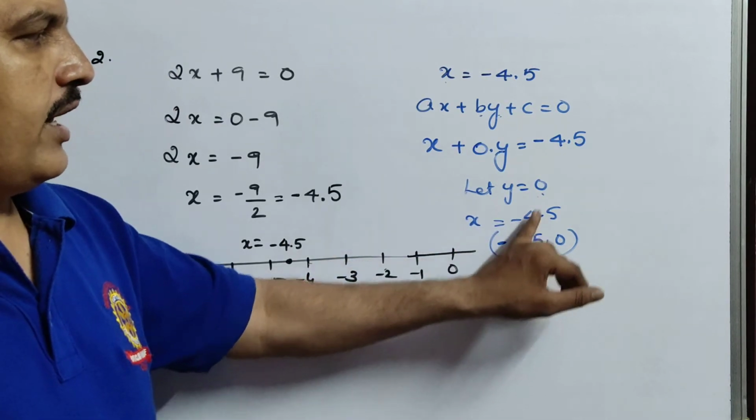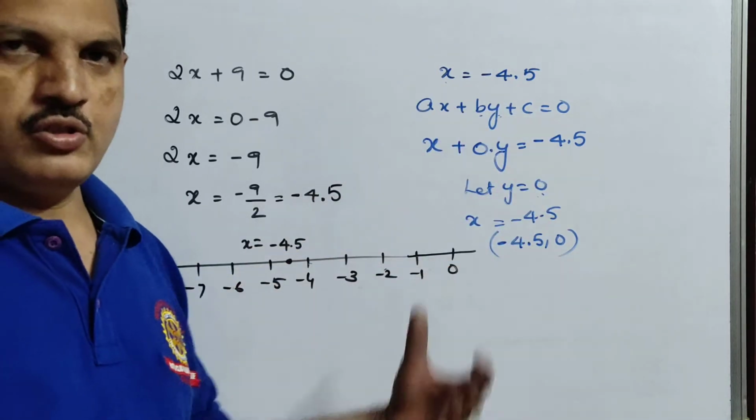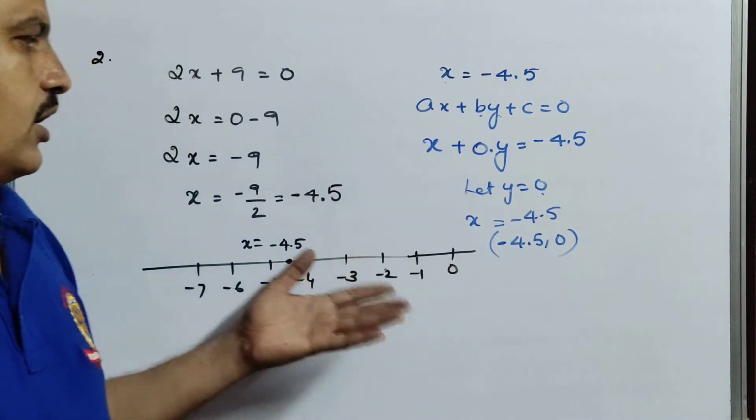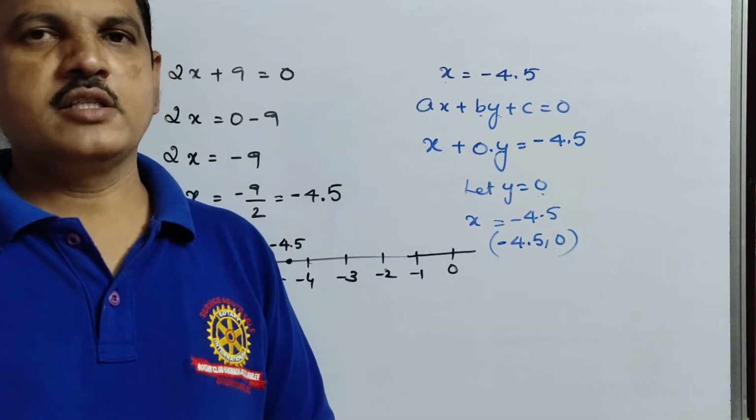Here x is minus 4.5, and y you got 0. So 0 here. So you will find 2-3 more values. Then draw the two variables figure. Okay? Is it clear now?